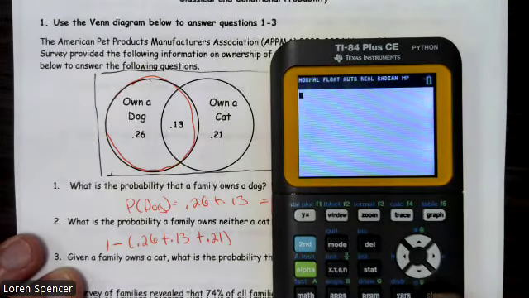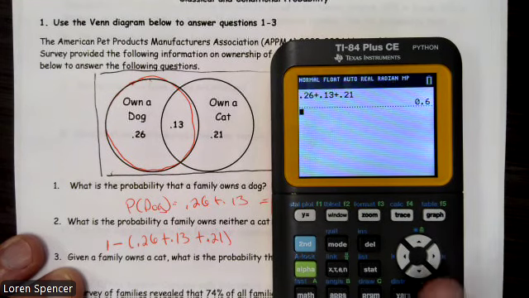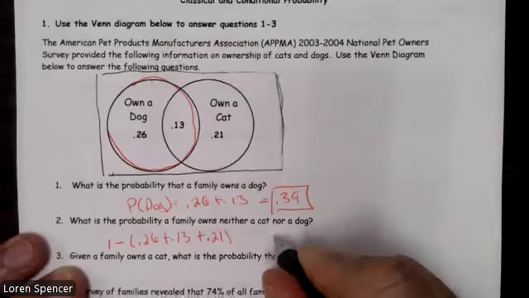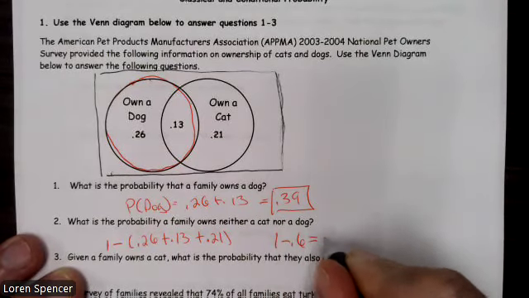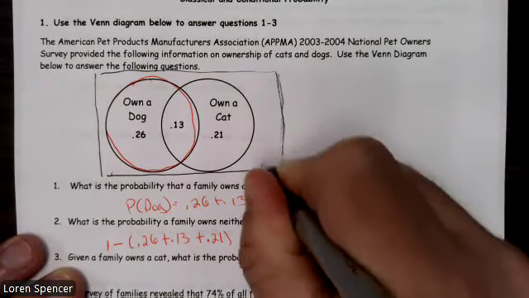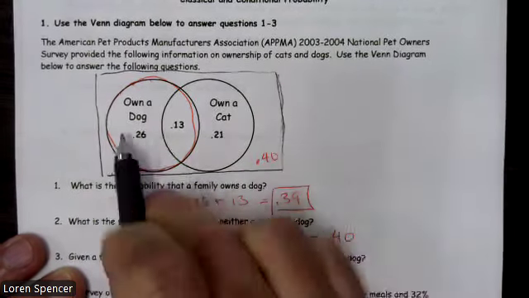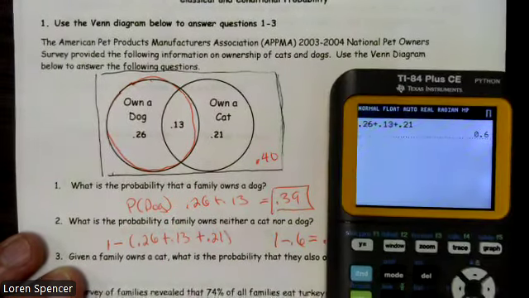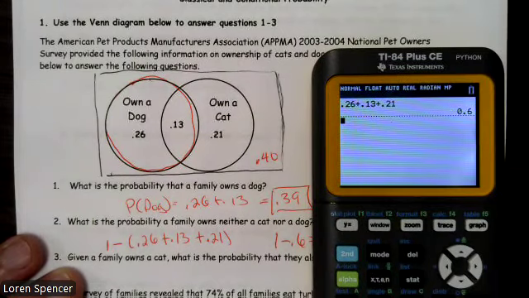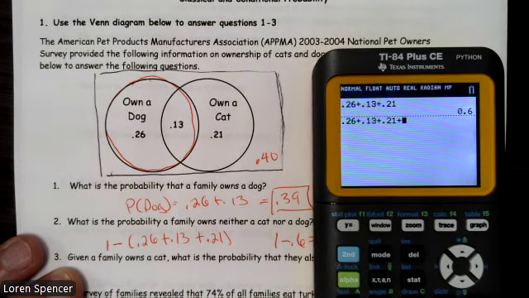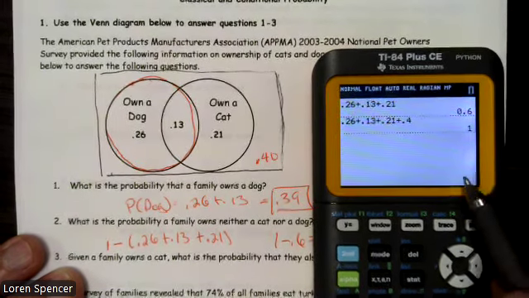So let's add those up. 0.26 plus 0.13 plus 0.21 equals 0.6. So 1 minus 0.6 equals 0.40. So let's check that out real quickly. Let's add up all those numbers and make sure they actually add up to 1 to make a valid probability distribution. So 0.26 plus 0.13 plus 0.21 plus 0.4 adds up to one whole.